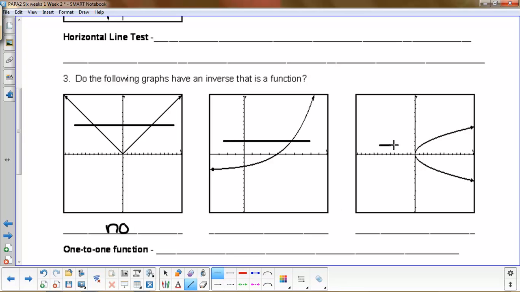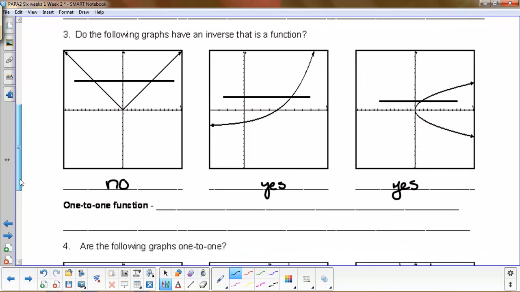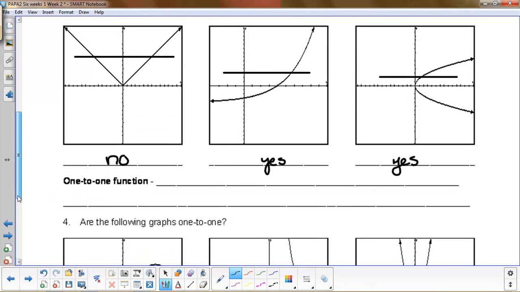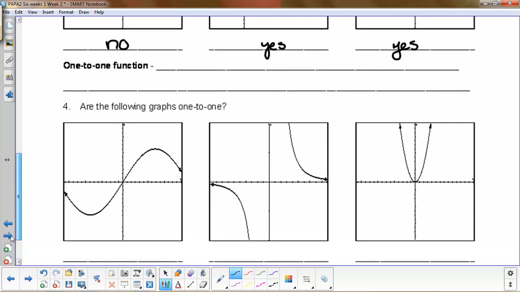Yes. And no. Oh, sorry. Yes as well. The original is not a function, the inverse is. A one-to-one function is one where the inverse and the function itself are both in fact functions.